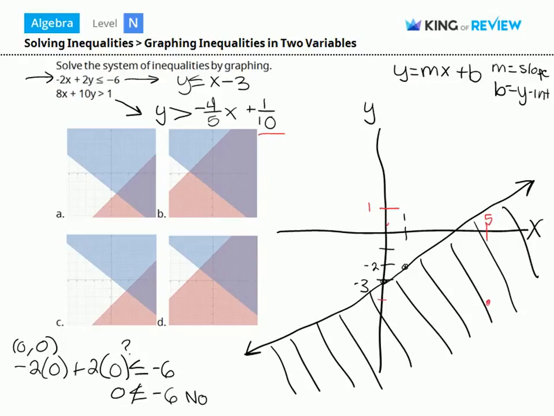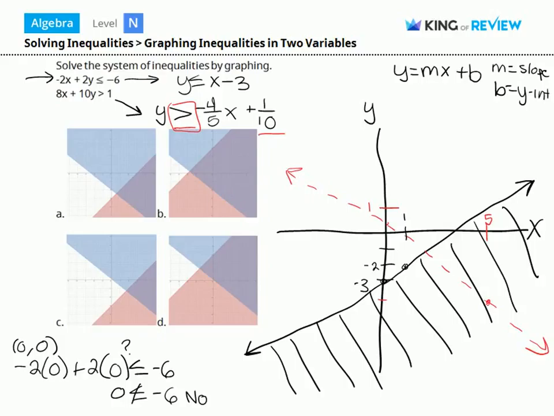And because we have a greater than sign here, we know that our line is going to be a dotted line. So let's connect our 2 red points with a dotted line. Okay, there's our line, and now we'll need to determine which side of the line to shade.